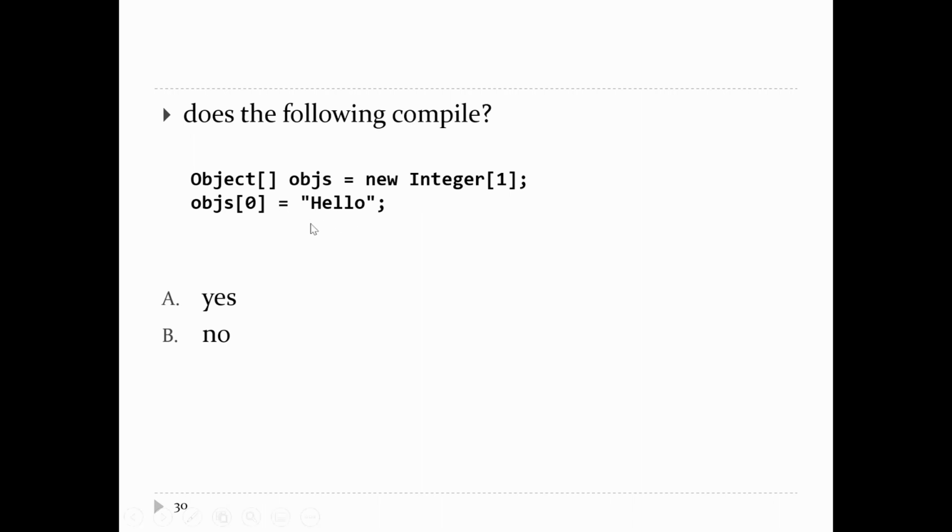So when you store a String in the array objs, the compiler can't detect that this is an error, because you told the compiler that objs is an array of Object. Objects can hold anything, which means you can put a String into the array referenced by objs, even though that array actually is an array of Integer. So unfortunately, this compiles, which you really don't want, because this is not type safe.